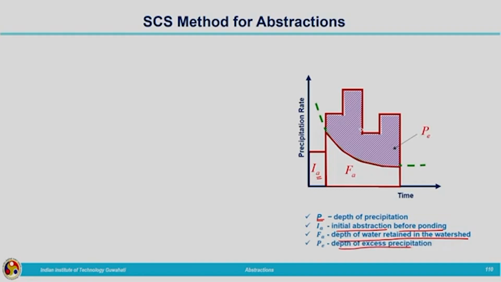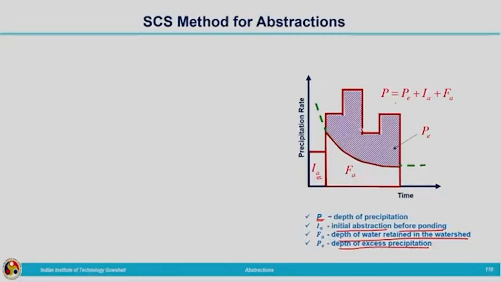PE is the depth of excess precipitation. So, the abstractions considered here are inclusive of IA and FA, the initial abstractions and the abstraction coming from the infiltration together. So, P can be written as the sum of PE plus IA plus FA.